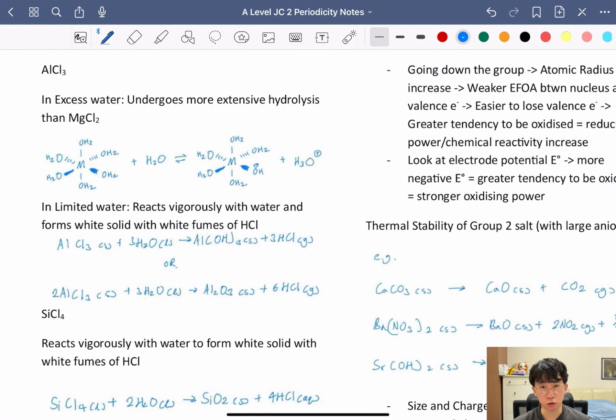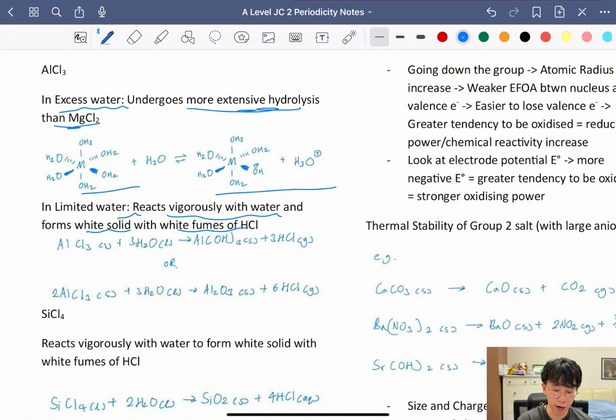Now if you look at AlCl3, in excess water it undergoes more extensive hydrolysis than your MgCl2, so it has the same reaction over here. In excess water, it's going to be acidic, but in limited water, it actually reacts vigorously with water and forms white solid and white fumes of HCl. So you can undergo either of these reactions over here. You can see water is one of the reagents, and it can form your aluminum hydroxide or your aluminum oxide, and this will also produce HCl in the process in the background.